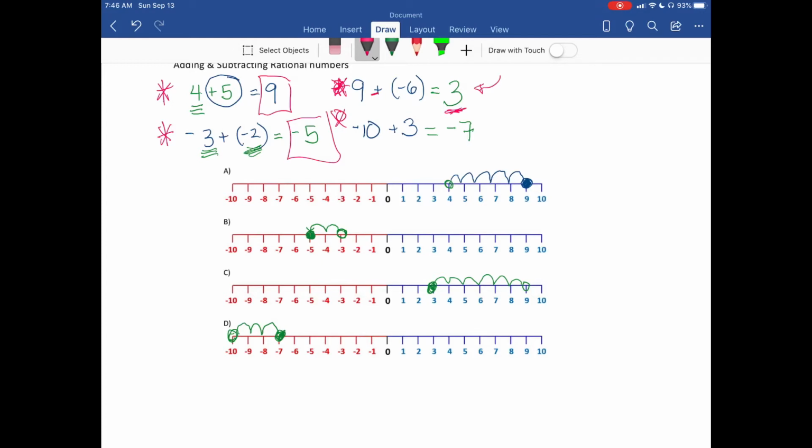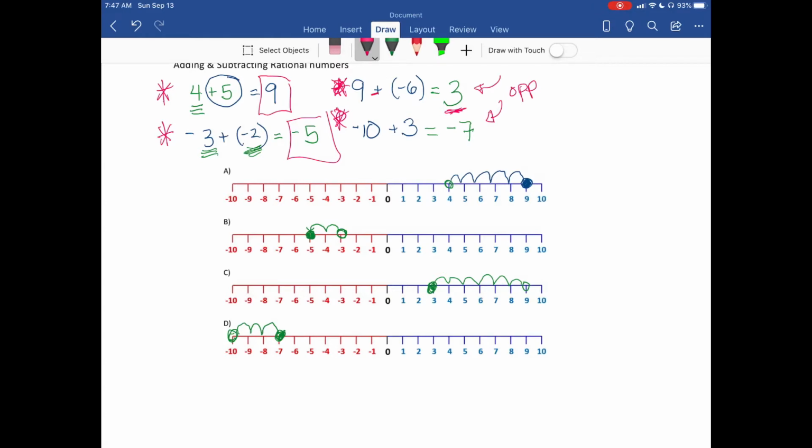And lastly, with this one, our negative 10 and positive 3, those also had opposite signs, and you'll identify that we then took the difference of those two, 10 and 3. That difference is 7, but because 10 was the larger number, absolute value-wise, and it was negative, our solution to that is negative as well.